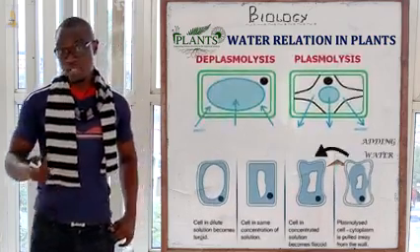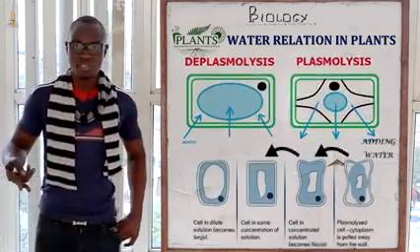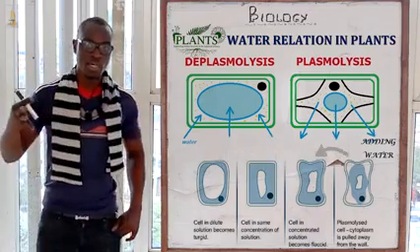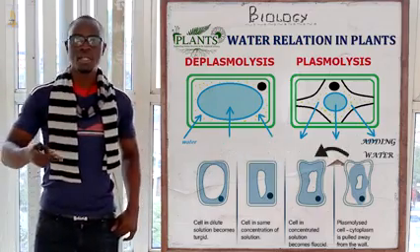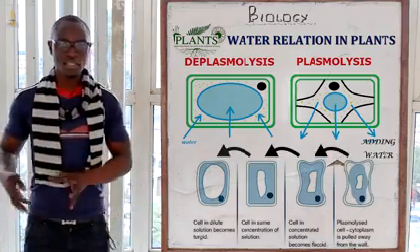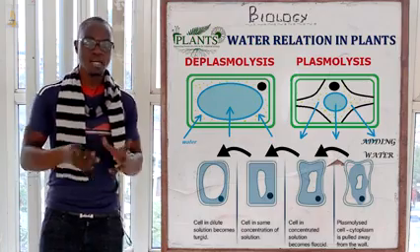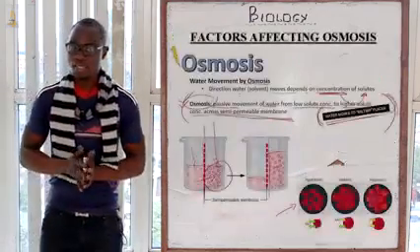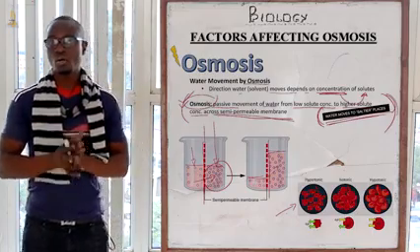So what is the opposite of plasmolysis? The opposite of plasmolysis is deplasmolysis, because plasmolysis is losing water. Now when we add water to the plant cell, the plant cell will gain water, then it will go back to the turgid state. So it is called deplasmolysis.